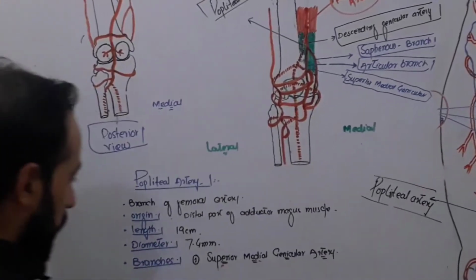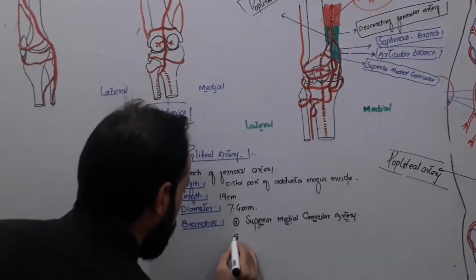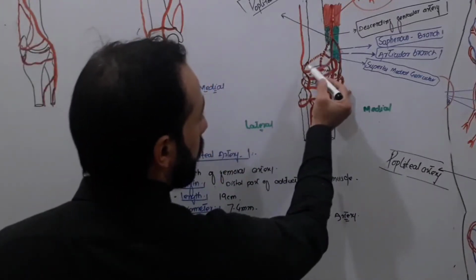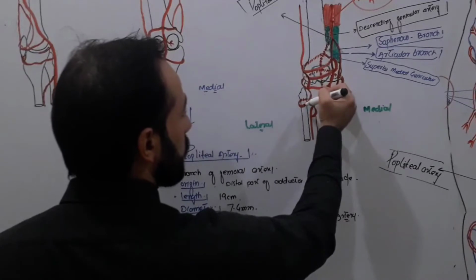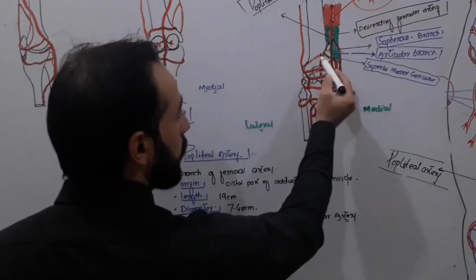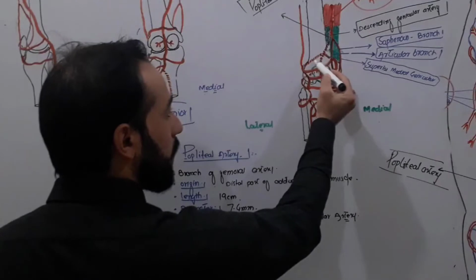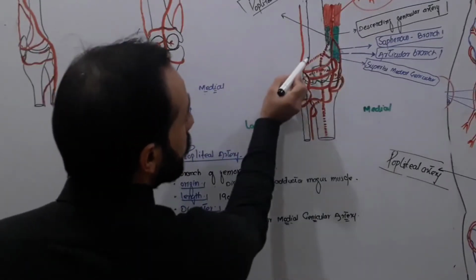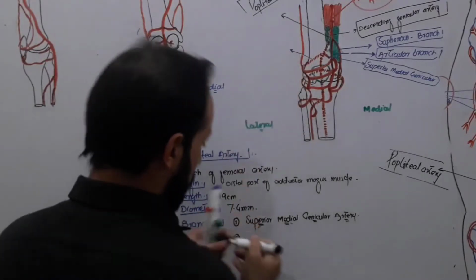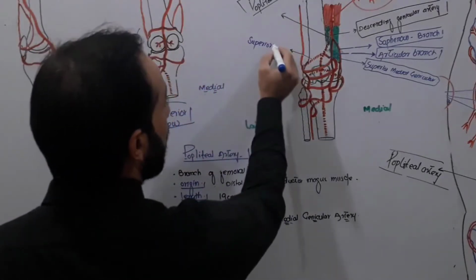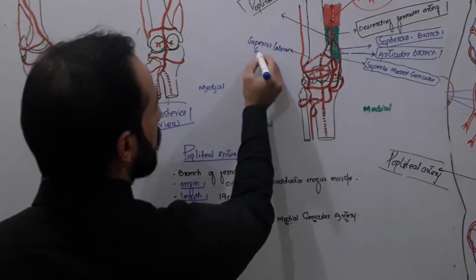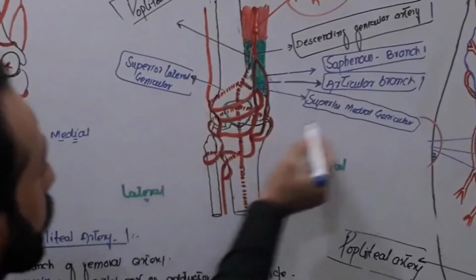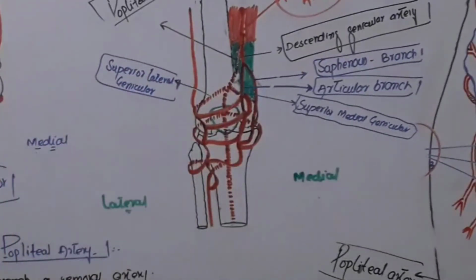Then there is the second branch which is given by the popliteal artery, that is the superior lateral genicular artery. You can see this is coming to the lateral side. Look, it arises posteriorly, that's why I have mentioned it in dotted manner, and it comes anteriorly, then it becomes darker. Right? So what is this artery? This is our superior lateral genicular artery. So superior medial and superior lateral genicular artery.